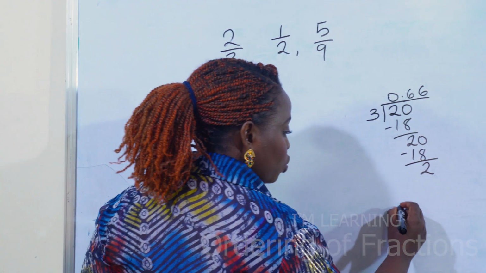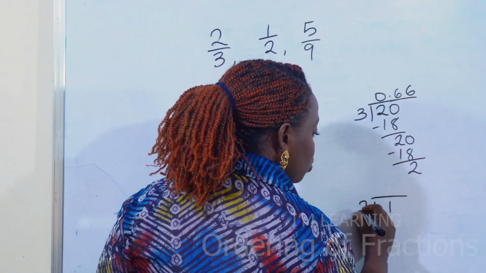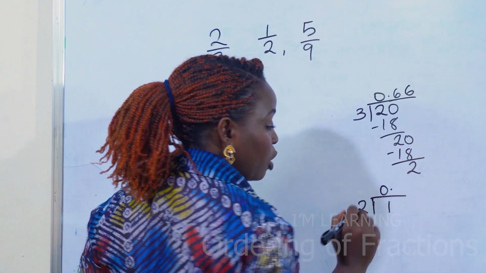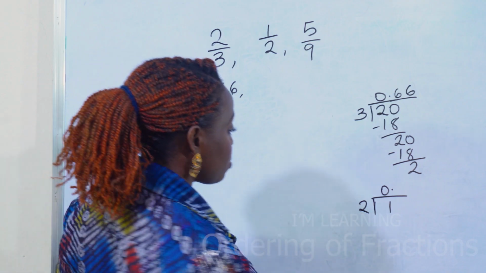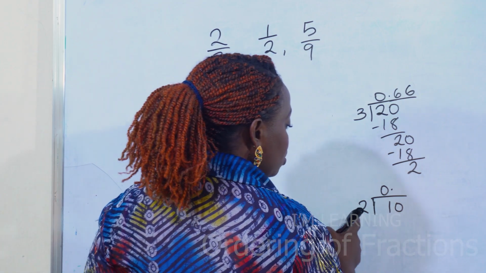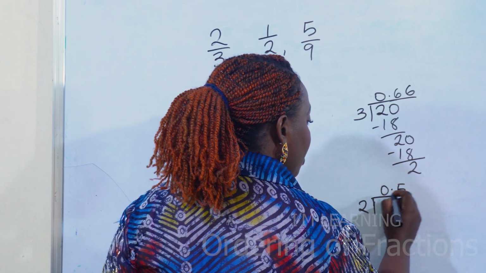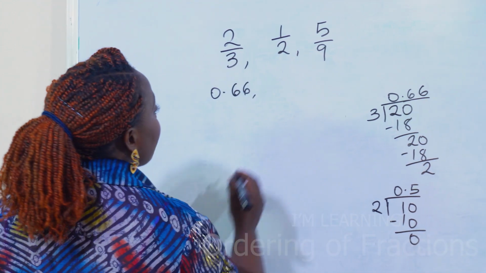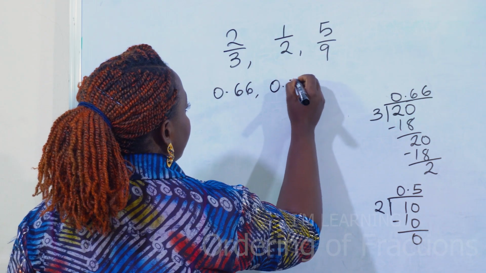Now, let's go to half. Half is 1 over 2. 2 cannot go in 1 because 1 is smaller, so I put my 0, I put my decimal point. That decimal point allows me to add a 0 here. So 10 divided by 2 is 5. 2 times 5 is 10. I subtract and I have 0. Half is the same thing as 0.5.